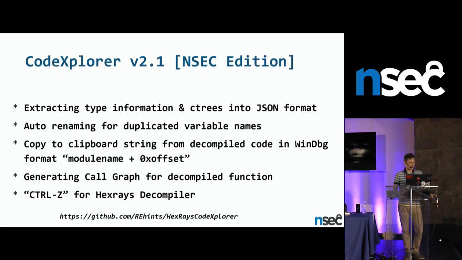This will be one of the biggest improvements. And we also will add a major feature: extracting type information from ctrees in JSON format, because right now it's dumped into a custom text file, which is not really good, so we'll fix this one.